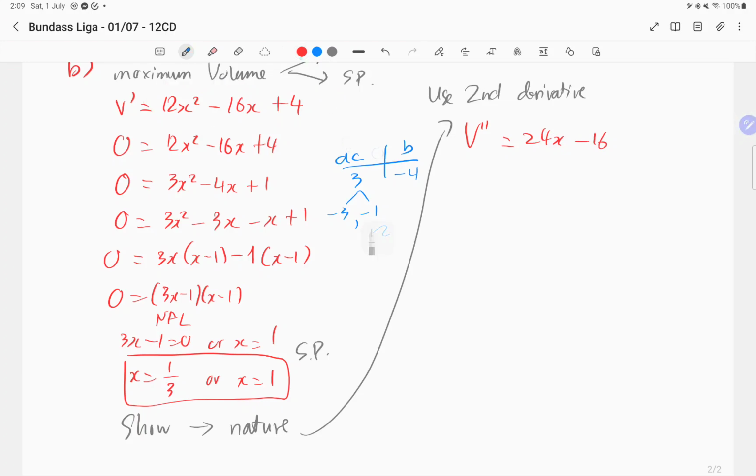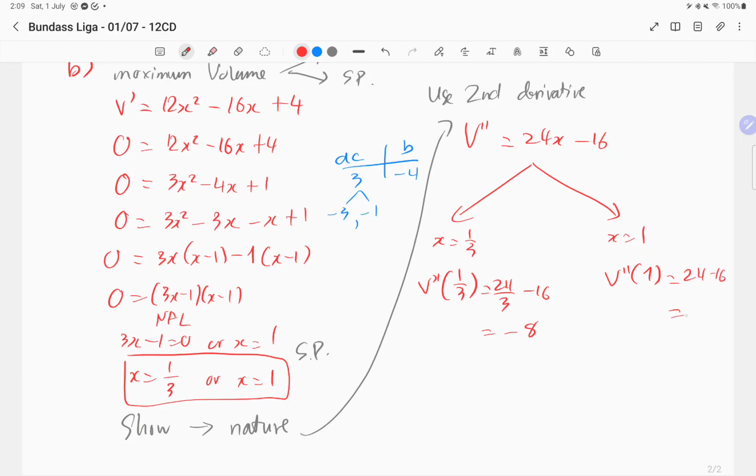Now, we'll test it at the 2 points: when x equals 1/3 and when x equals 1. So V double dash at 1/3 would be 24 over 3 minus 16, so that will be 8 minus 16, which is negative 8. When x equals 1, V double dash at 1 would be 24 minus 16, which is positive 8. Now, what does that mean? What does that mean when it's negative? What kind of stationary point is this?